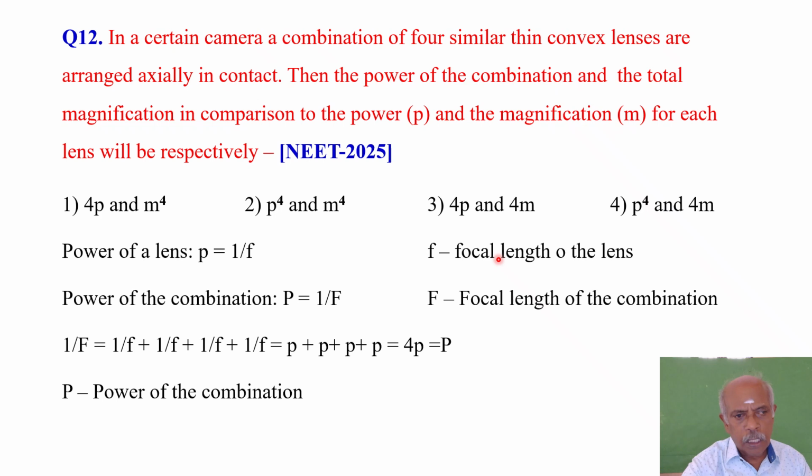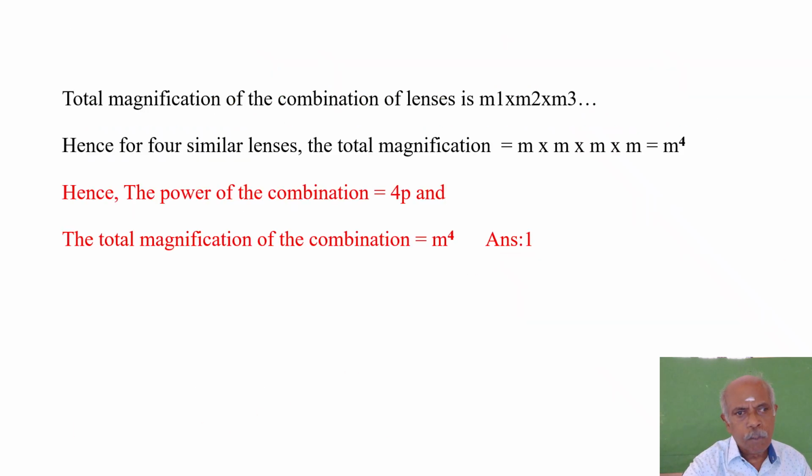Then let's calculate the magnification. The total magnification of the combination of lenses is M1 into M2. If there are several lenses, the total magnification is given by M1 into M2 into M3. This is the formula given to you in your book. Actually, the image of the first lens will act as the object for the second lens. In that sense, the magnification goes on increasing in this manner, M1 into M2 into M3.